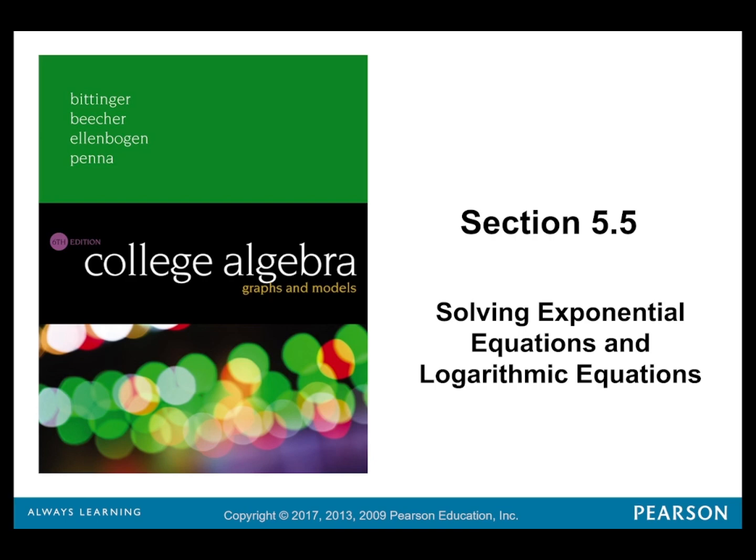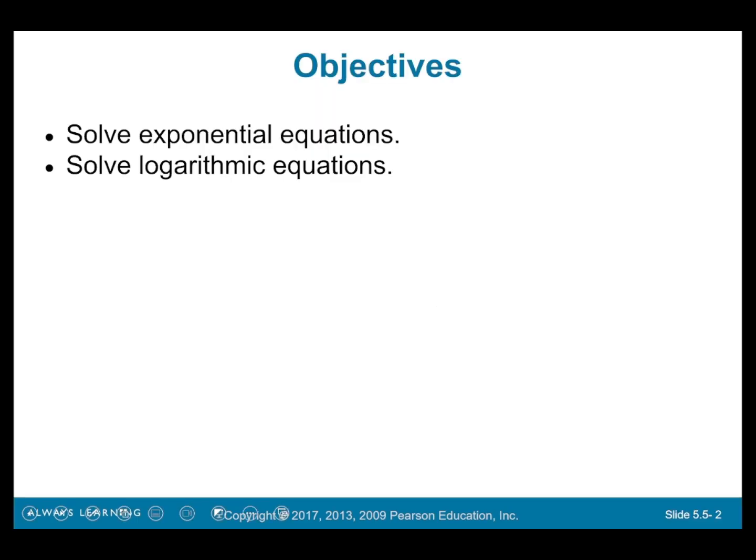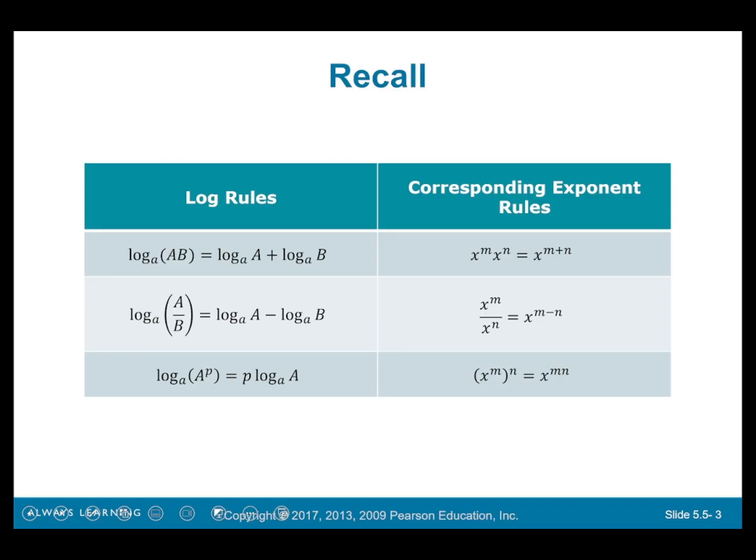Today we're covering section 5.5 on solving exponential equations and logarithmic equations. As a reminder, we have these log rules where the log of a times b is the log of a plus the log of b. We also have a quotient rule for the log of a over b and a power rule for the log of a to a power p. They correspond to our exponent rules. We'll want to be able to go back and forth between these two and have all 6 of these in mind throughout today's lecture.